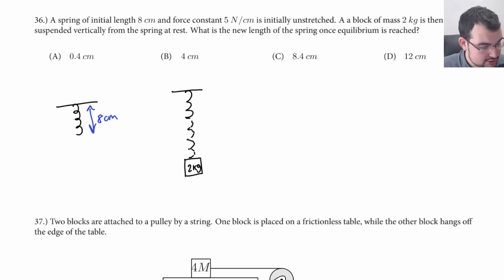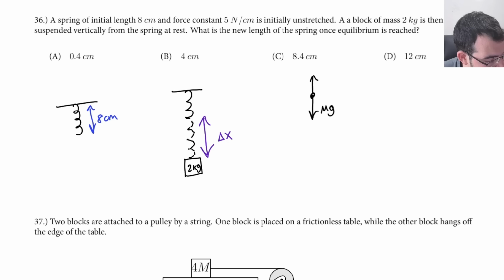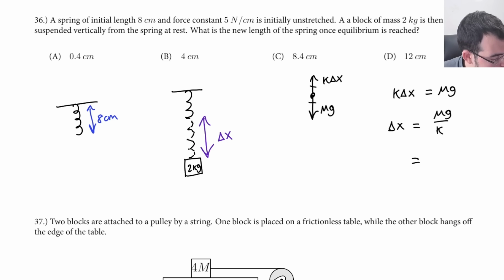So what happens due to springs is we get an extension. So we just have to set our forces equal, because we know that there's going to be a gravitational force mg pulling down on the block, and then the spring exerts a Hooke's law restoring force k delta x. So we just say k delta x equals mg. So delta x is mg over k, which is mg is 20, k is 5, so we get 4 centimeters.